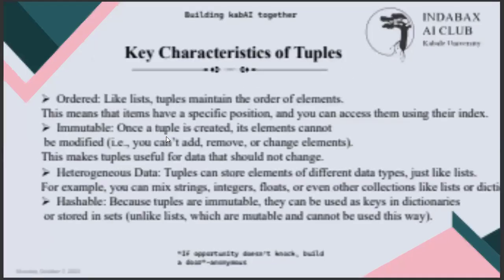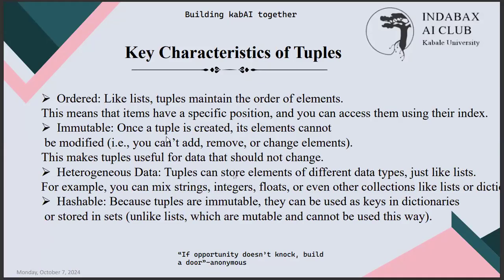So what are the key characteristics of tuples? Ordered. They are ordered just like lists. They maintain the order of elements, so you access elements according to their positions in the tuple using the index. Then immutable. Once a tuple is created, its elements cannot be modified. You can't add, remove, or change elements.